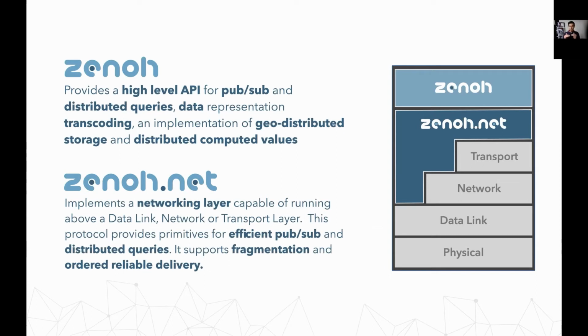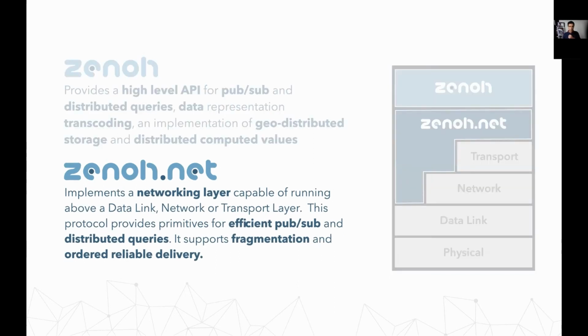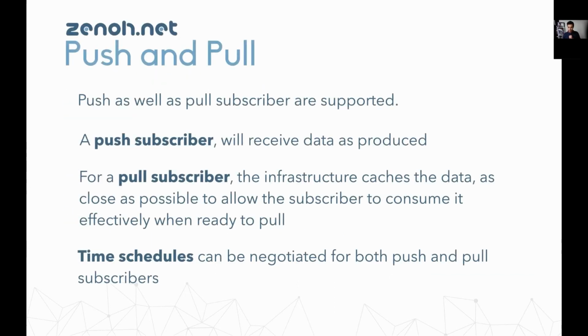ZenohNet provides us essentially with the key abstraction on top of which we build higher level abstractions that are included as part of Zenoh. And those include essentially primitives for pub/sub, primitives for distributing and consolidating queries, and support for fragmentation and ordered delivery. Let me actually go a little bit, yeah, let me go back one moment.